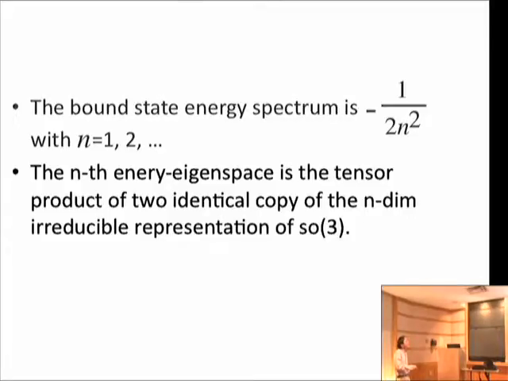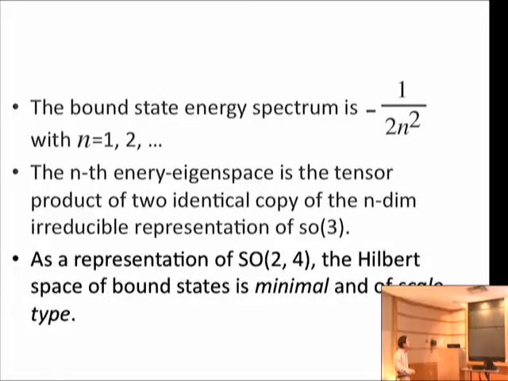But then remember, there's a condition A dot L should be zero, and that condition really says the two copies of SO(3) irreducible representation should be the same, so it has to be identical. As a consequence, the dimension of this n-th energy eigenspace is really n times n, which is n squared. In particular, for n equal to 1, it's just 1, so it's non-degenerate. The ground state is non-degenerate.